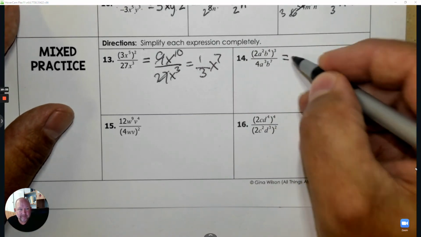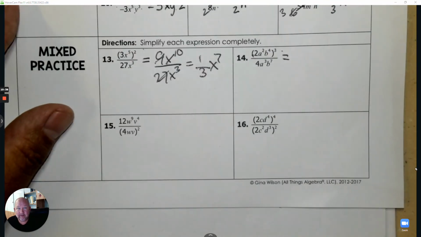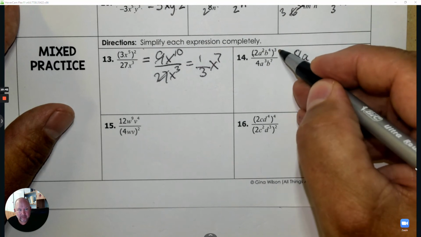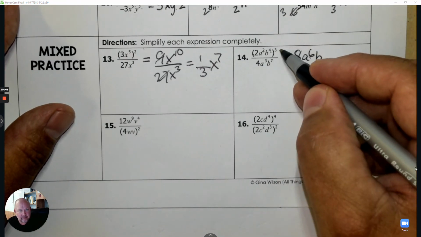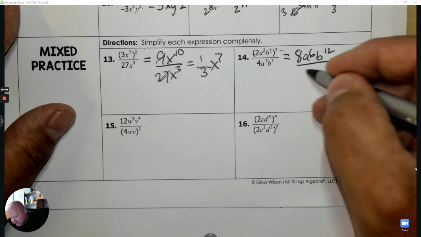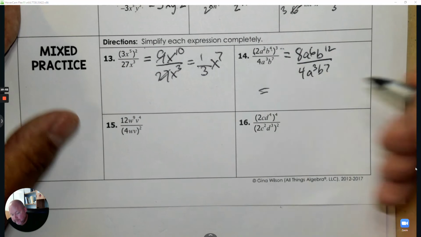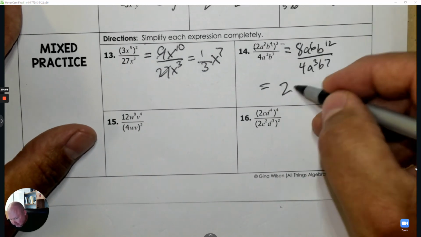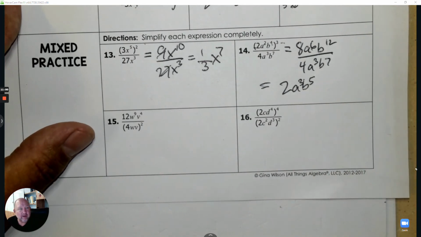Here again, 2 to the exponent 3 means 2 times 2 times 2. Then the raised exponents, you multiply. Then 8 divided by 4, and then subtract the exponents. And then 12 take away 7. All right, 2 more.